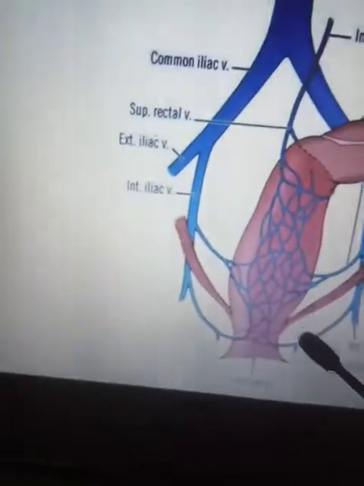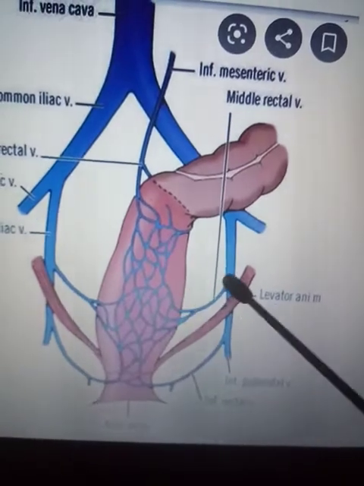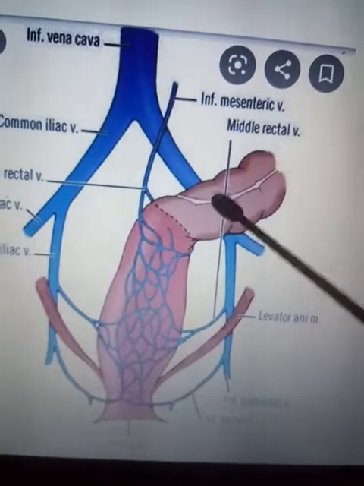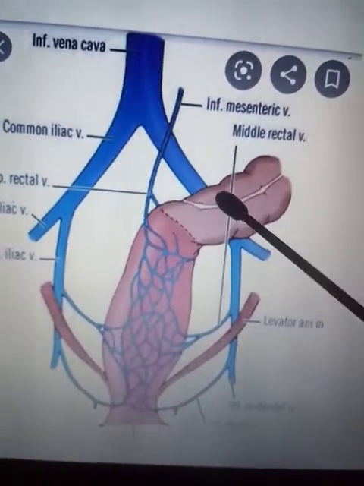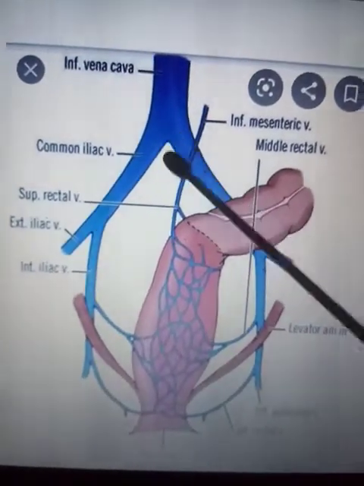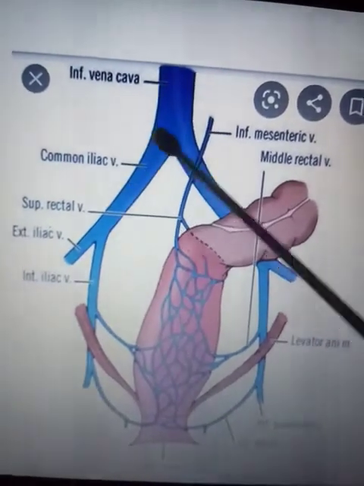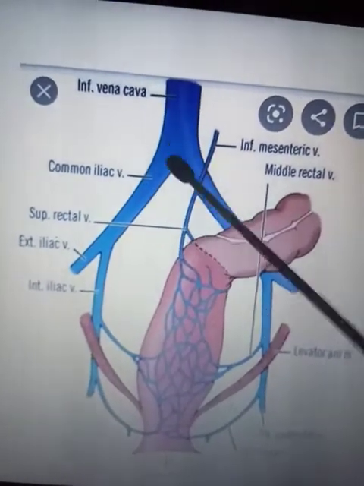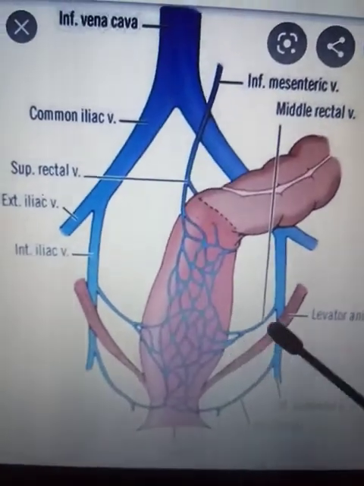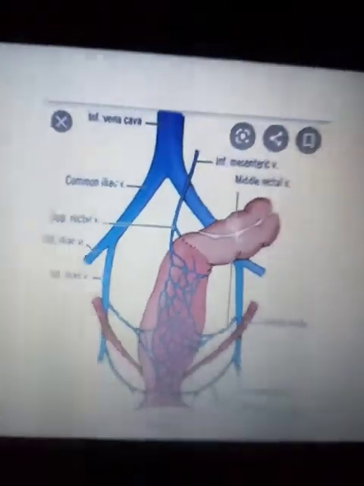Moreover, you have the middle rectal vein. See, this is your middle rectal vein. It drains the musculature of the rectum and enters the internal iliac veins. Then you have the median sacral vein somewhere here, which drains the blood into the common iliac vein. Again, for the veins, you have the superior rectal vein, middle rectal vein and median sacral vein, which drains into the common iliac vein. Fine.